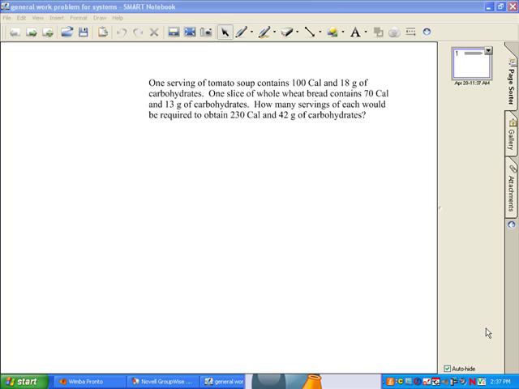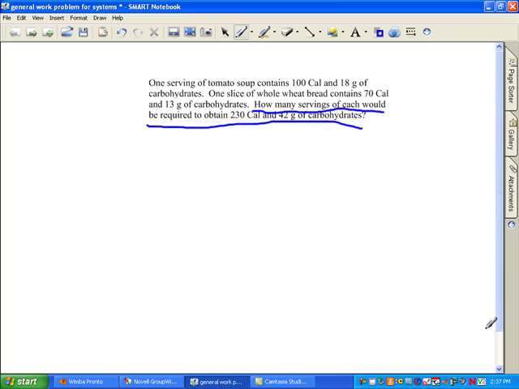The main mistake that's made in this problem is that people focus on calories and carbohydrates and don't focus on servings. If you read the very last sentence, the sentence usually with the question will define the variables. This sentence says how many servings of each would be required to obtain 230 calories and 42 grams of carbohydrates. The part that says how many servings of each is the part that asks you for some information.